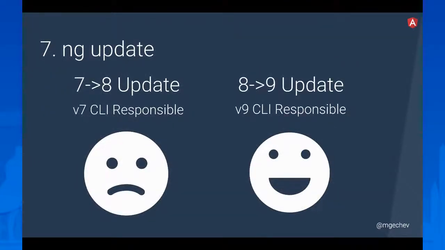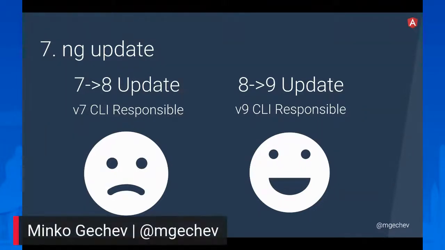Yeah, another improvement is in ng update. So now, in order to update your application, we're first going to install the latest Angular version of the CLI. We're going to do that because we want to take advantage of the latest improvements of ng update before updating your application. Once you run ng update to version 9, we're first going to install Angular CLI version 9. Right after that, we're going to run the update scripts for framework and for the CLI.